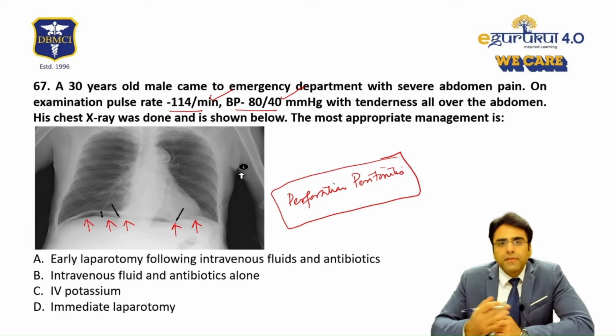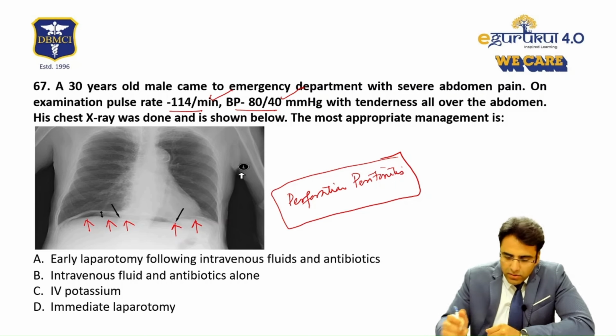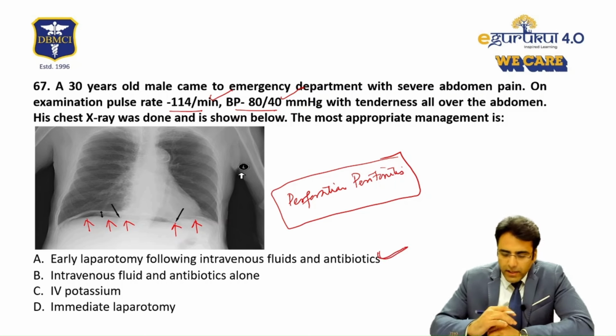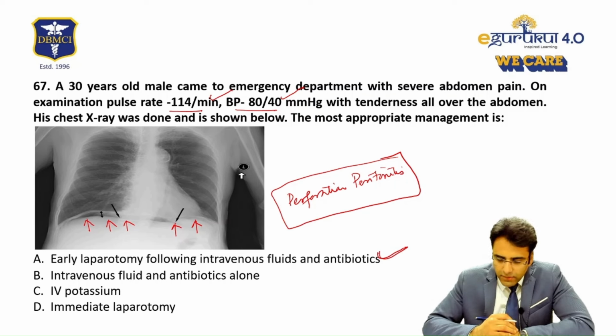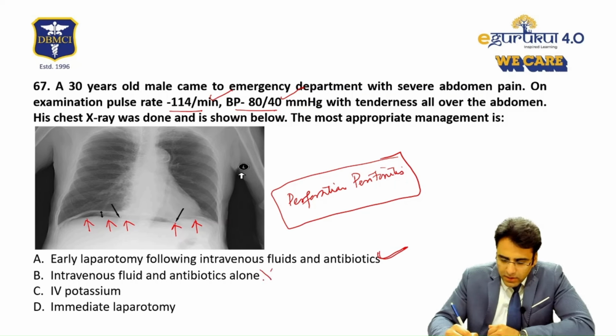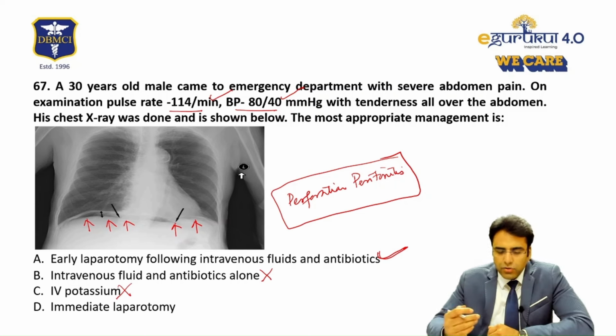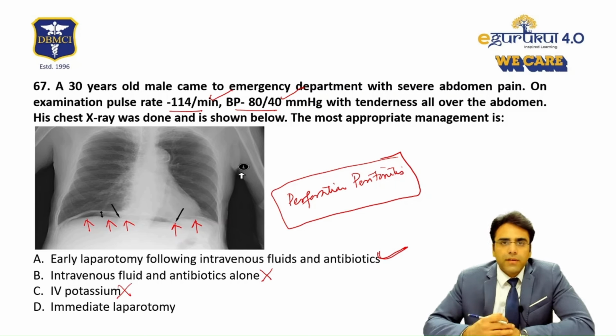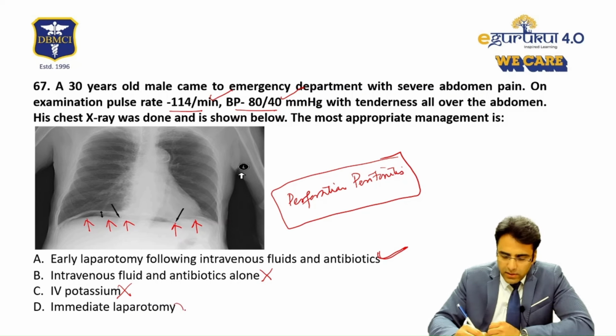So what will be the first step? We have to resuscitate the patient. We have to give IV fluids to the patient, followed by emergency laparotomy. So the correct answer will be A. Now let us have a look at the other options. Intravenous fluid and antibiotic alone will not suffice. IV potassium will not suffice. Immediate laparotomy is to be done, but it has to be associated with IV fluids also, because we have to treat shock also. So this is also wrong. So the best possible answer is option A.